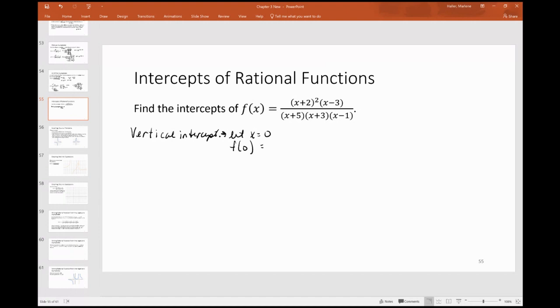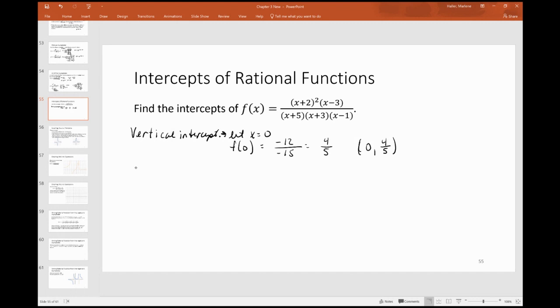All right, well, where's that intercept going to be? Let's see, the numerator is going to be 0 plus 2 squared. That's 2 squared, or 4, times negative 3. So that numerator will be negative 12. The denominator is going to be 5 times 3, 15, times negative 1, negative 15. Okay, let's reduce that since we can. That will reduce down to 4/5. All right, so we know that we have a vertical intercept at 0, 4/5. Okay, there's our vertical intercept.